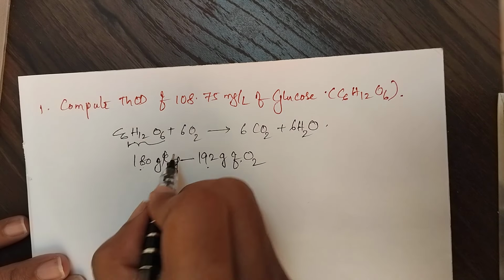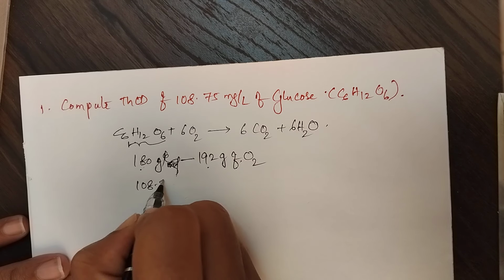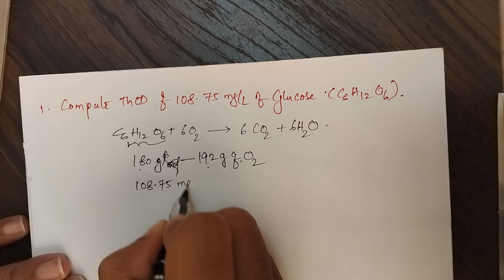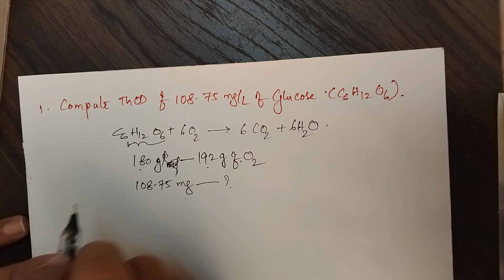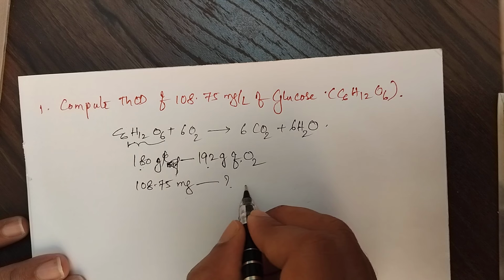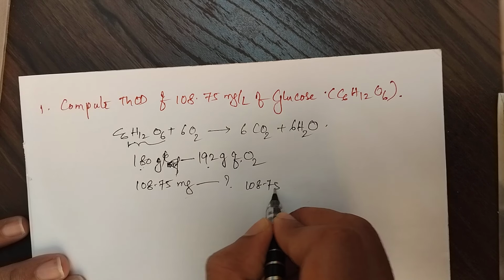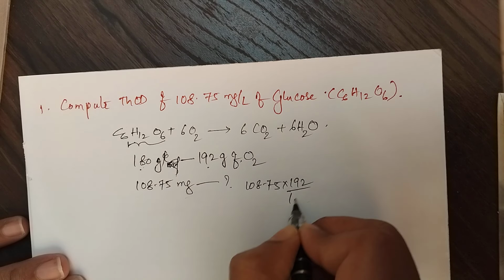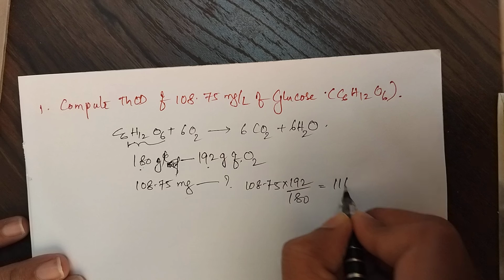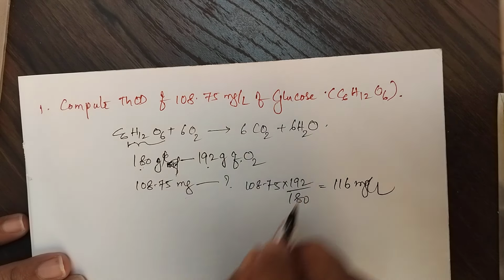And we are asked to calculate for 108.75 milligrams how much oxygen would be required. So it would be 108.75 into 192 by 180. This would be 116 milligram per liter.